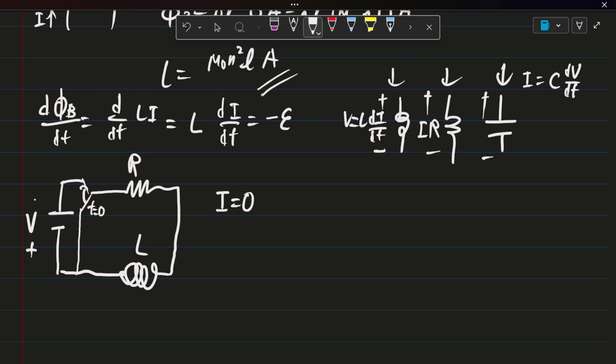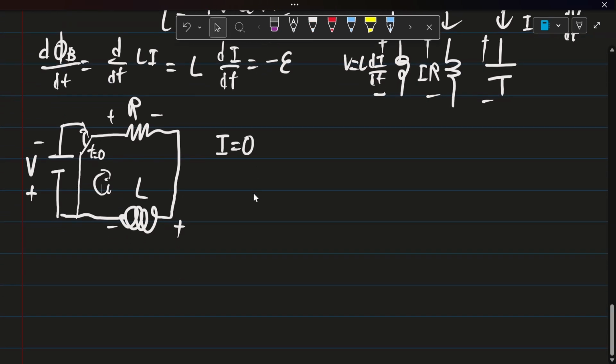Like normal, I will define my positive and negative first, and my loop will go in this direction. So this is the current of the entire circuit. Using my notation here, this would be negative V plus IR plus L dI over dt equals 0.